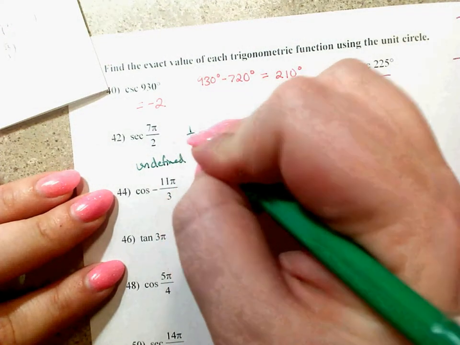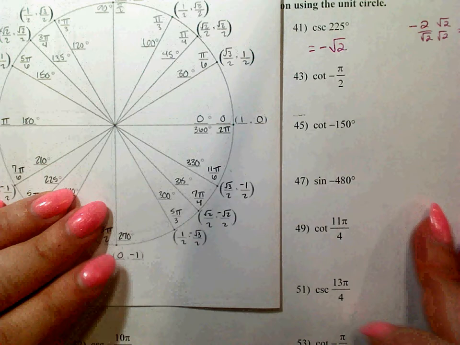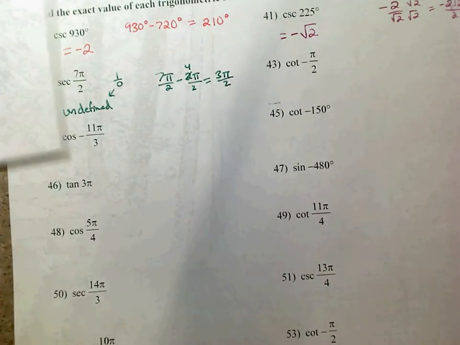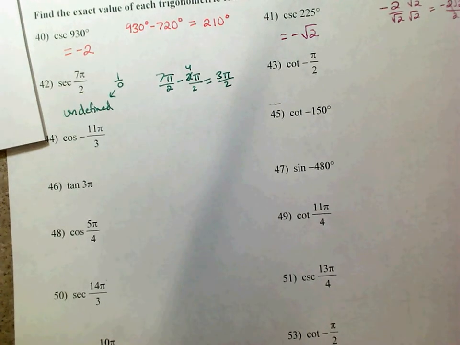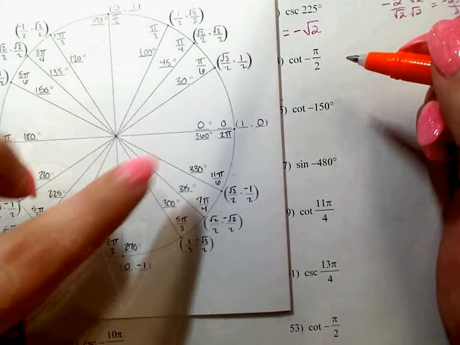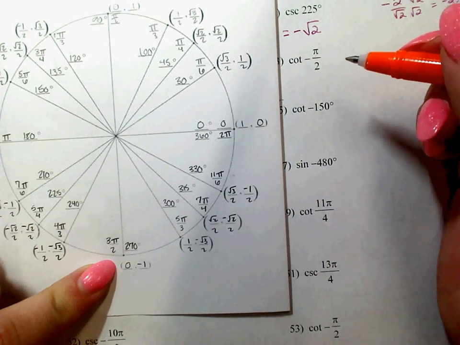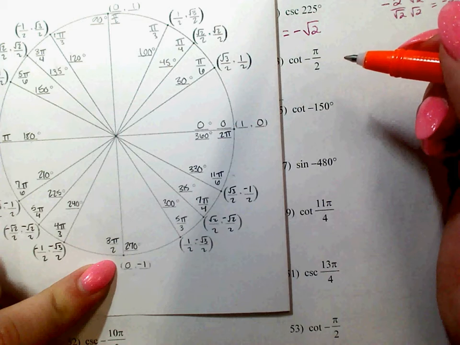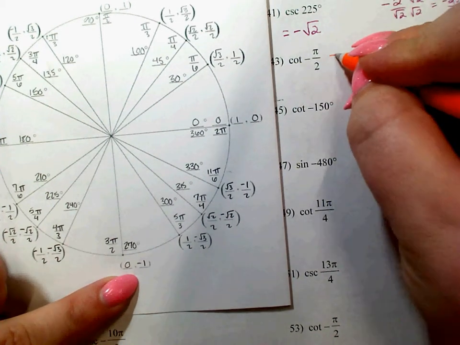All right, cotangent of negative pi over 2. So cotangent of negative pi over 2 means we're going to go backwards pi over 2, and cotangent is cosine over sine, yeah? If tangent is y over x, sine over cosine, then cotangent is cosine over sine, x over y. So we get 0 divided by negative 1, the answer is 0.